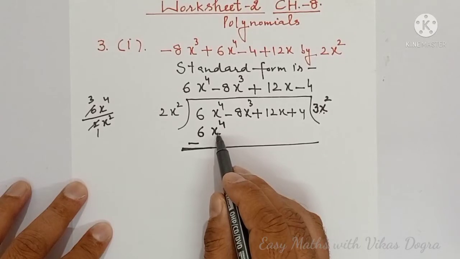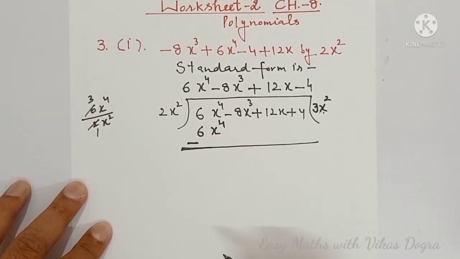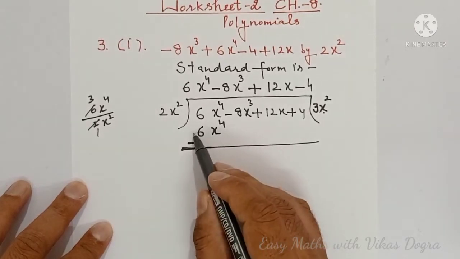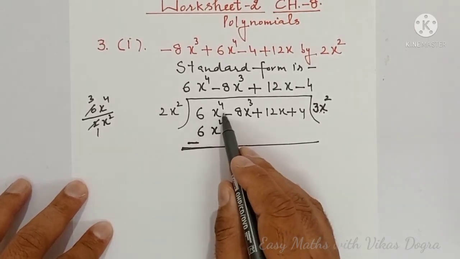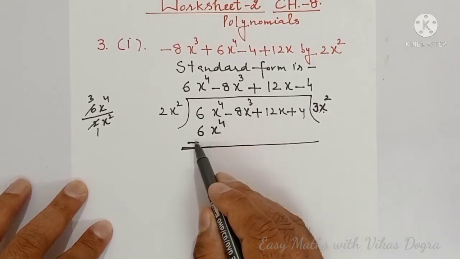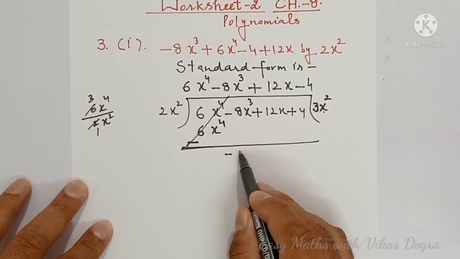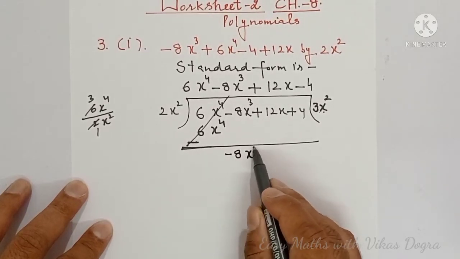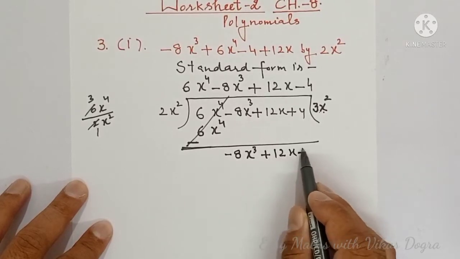This 6x power 4 was of plus sign. We need to convert it into minus. If something would have been of minus, we will convert it into plus. 6x power 4 is of plus and this is of minus. It will be cut. What will be left? Minus 8x cube plus 12x plus 4.